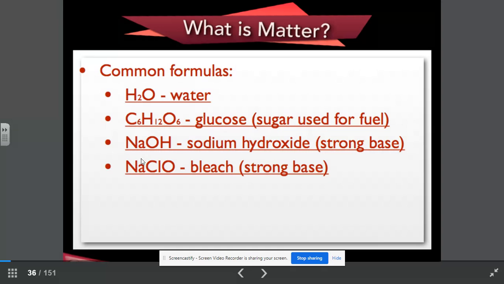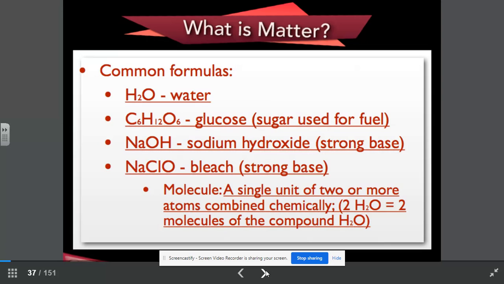Here we have Na, again, which is sodium. We have Cl, because it's important to note that element symbols are always an uppercase letter followed by a lowercase letter. So Cl stands for chlorine, and then O, which is oxygen. When these are combined in this form, we get bleach, which is again a very strong base.